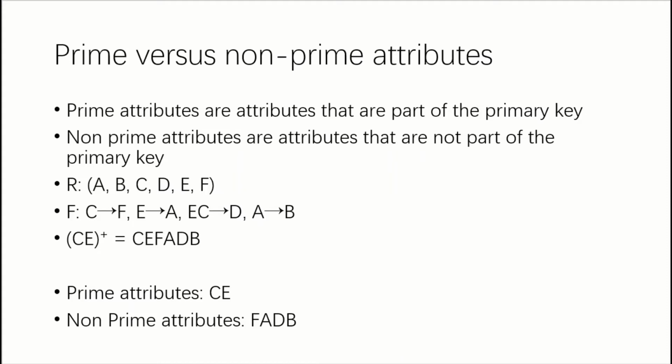So, a recap. What are prime and non-prime attributes? Prime attributes are attributes that are part of the primary key, and non-prime attributes are not part of the primary key. So if we take this relation A, B, C, D, E, F, and the following functional dependencies: C to F, E to A, EC to D, A implies B.